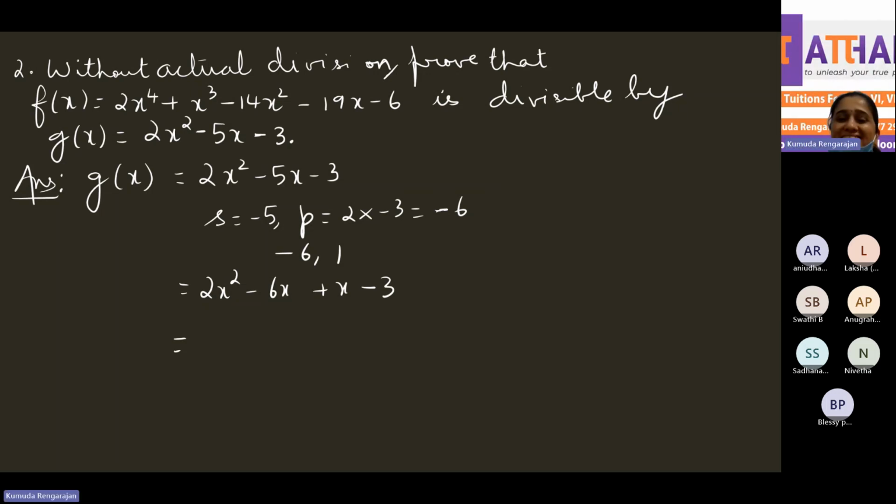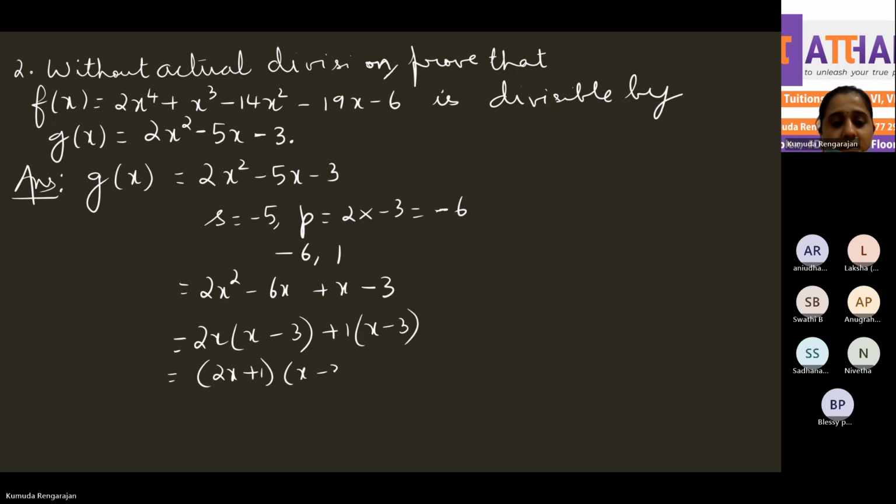You complete. Now you got the idea. Very good. Divisible, not divisible. Divisible. 2x plus 1. Now these are the factors of g of x. So next step.